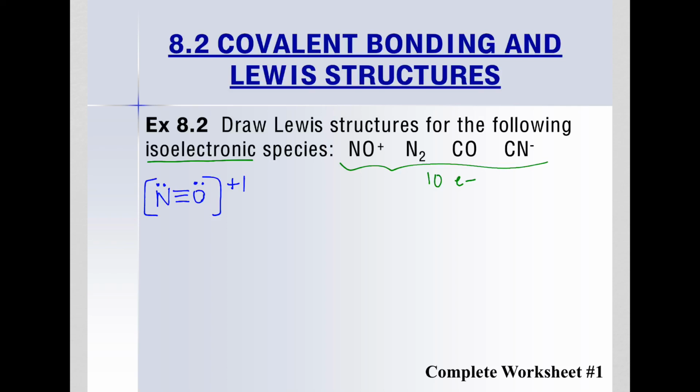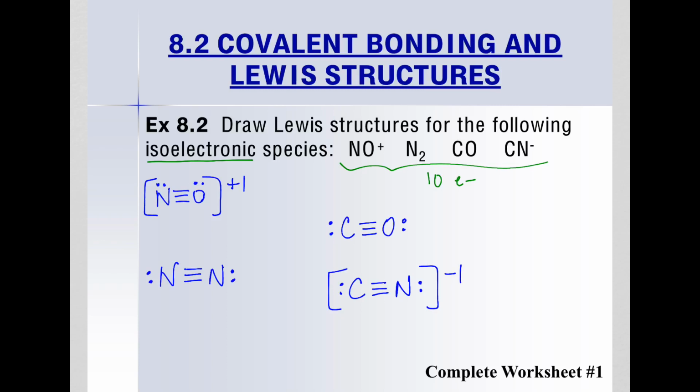Conveniently, when you do the other ones as well, since they're all just 2 atoms with the same number of electrons, you will find that for the same reasons, you're going to end up with 4 very similar Lewis structures. So we can draw the conclusion that if we have isoelectronic species with the same number of atoms, we will ultimately end up with similar Lewis structures. Okay, so there are our Lewis structures.